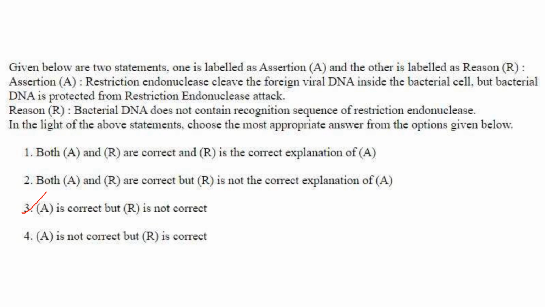That is not correct. They have recognition sequence for restriction endonuclease, but bacteria have evolved mechanisms to protect their own DNA from getting digested by their own restriction endonuclease. And one such modification is by methylation of their DNA to prevent cutting. So A is correct but R is not correct. Answer is option 3.